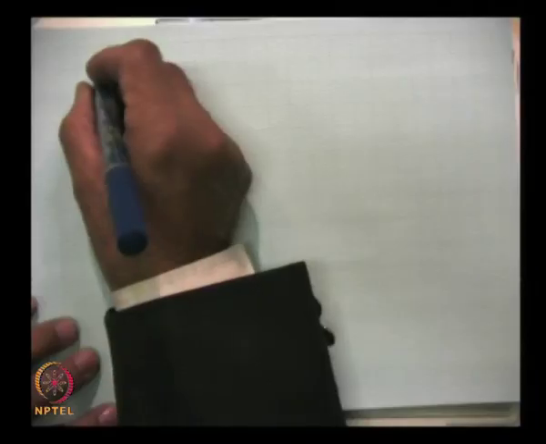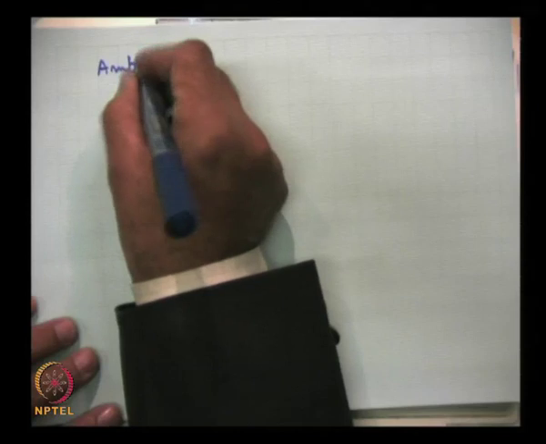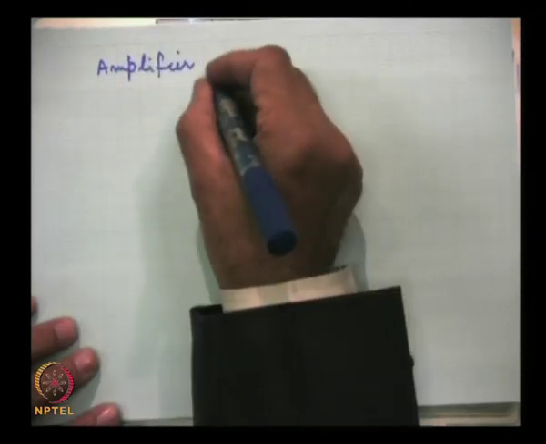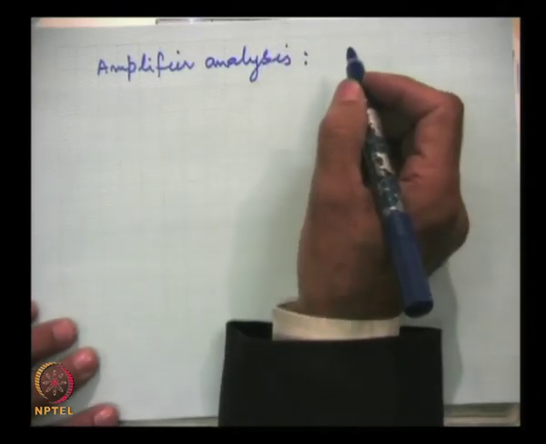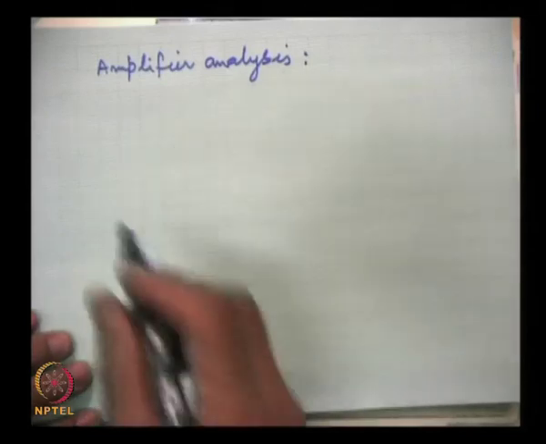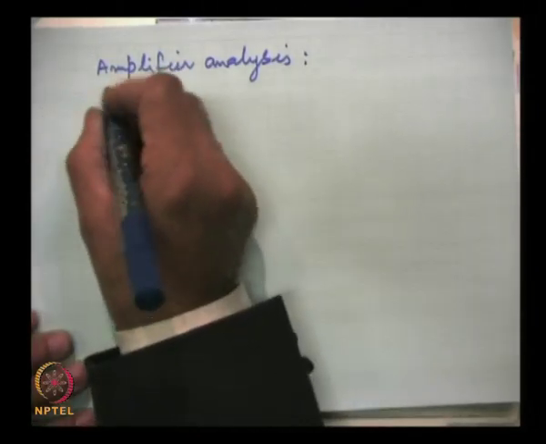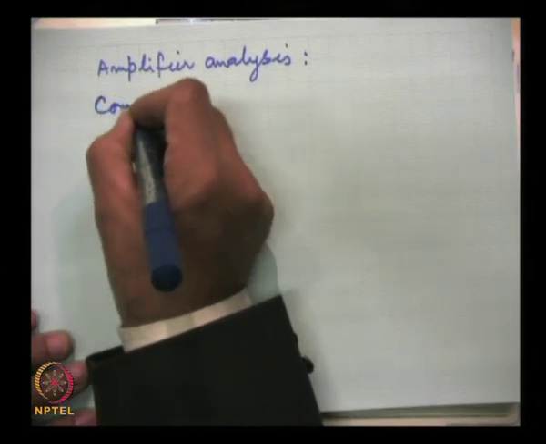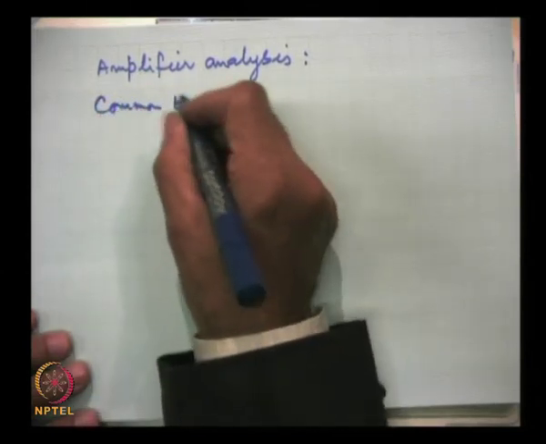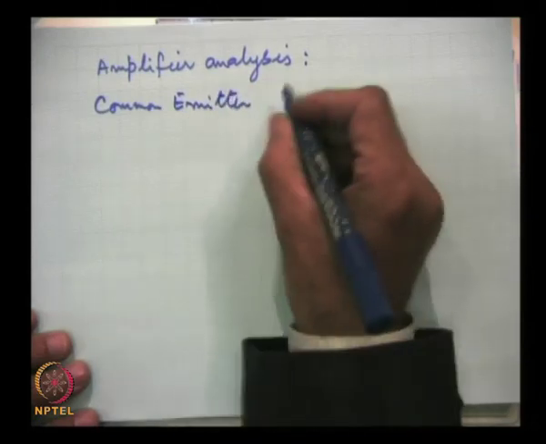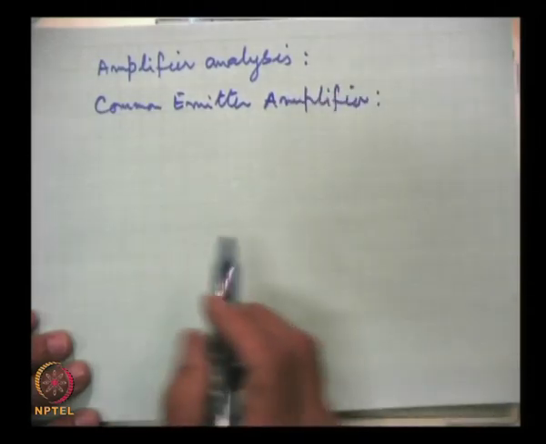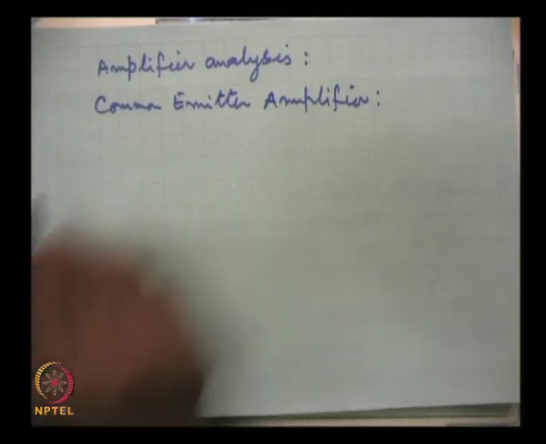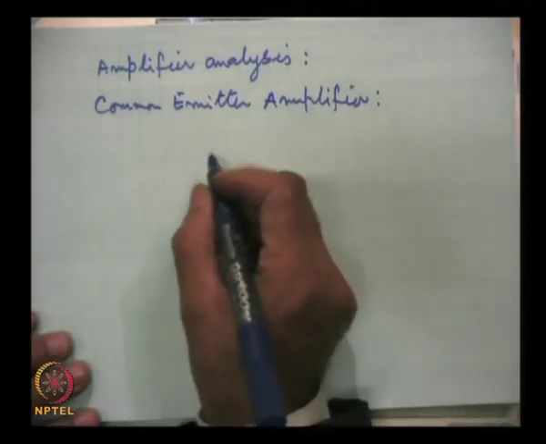Now, we take the amplifier which we are going to analyze. Let us take a CE amplifier. So, we start from here, the amplifier analysis. We first take the common emitter amplifier, and the complete amplifier is this.